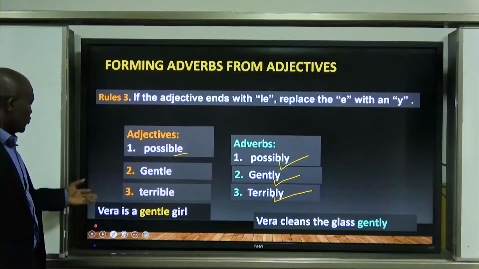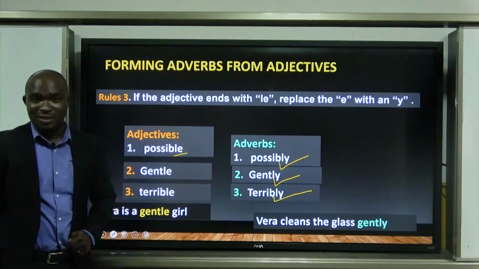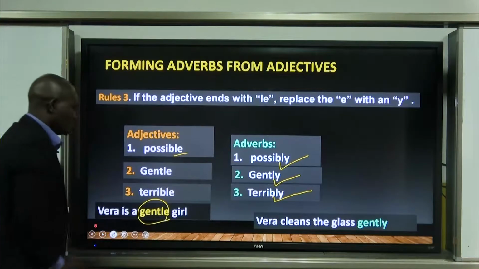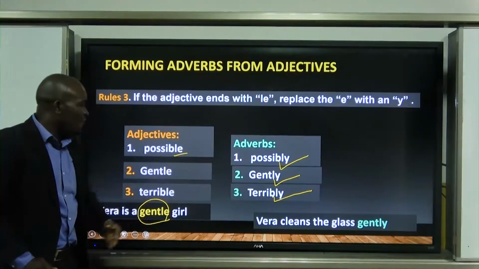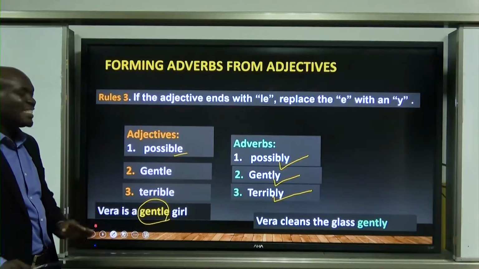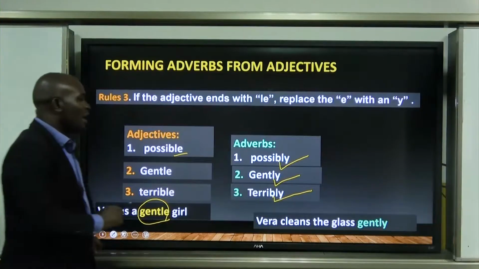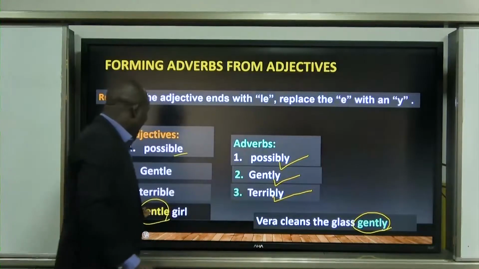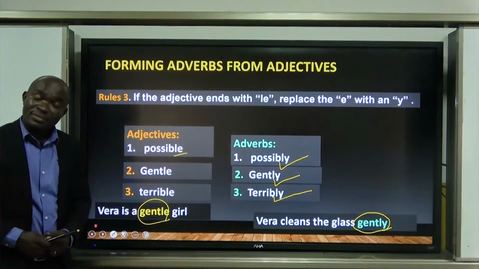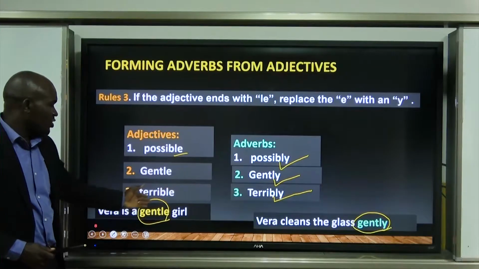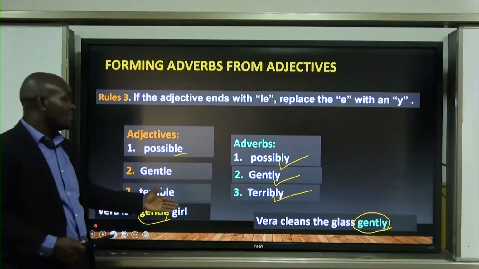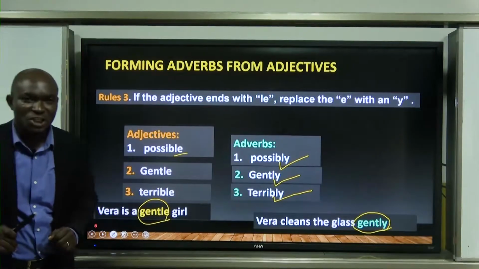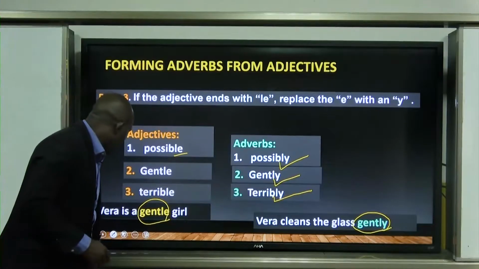Very good. So we say Vera is a gentle girl. Gentle describes Vera, the girl. And we say Vera cleans the glass gently, telling you how she carries out the what? Action. So Vera is a gentle girl, while Vera cleans the glass gently is describing the action of Vera. Okay, so that's the third rule.